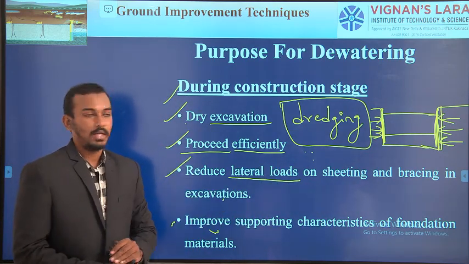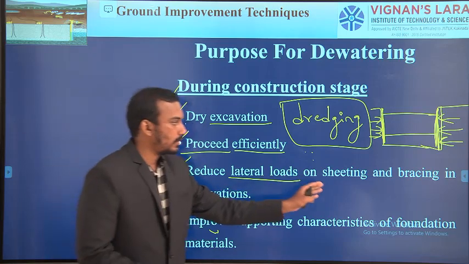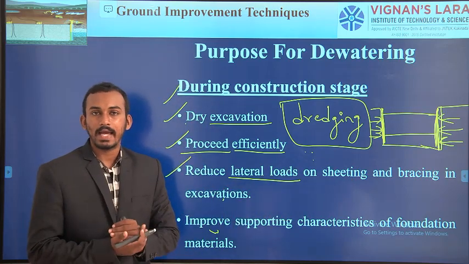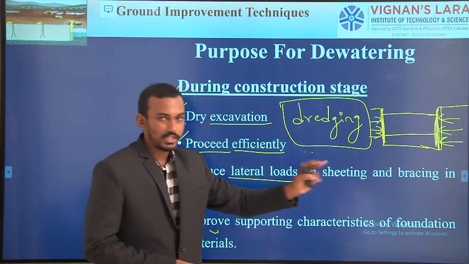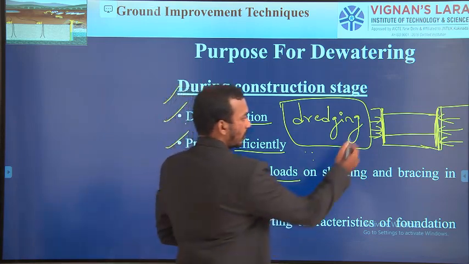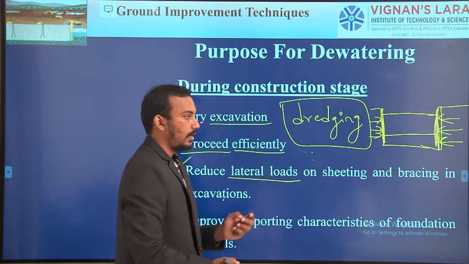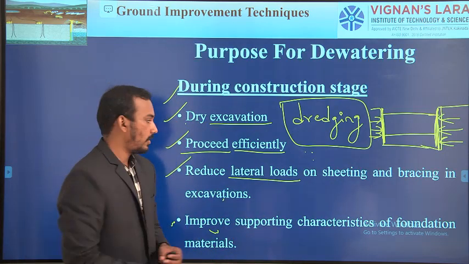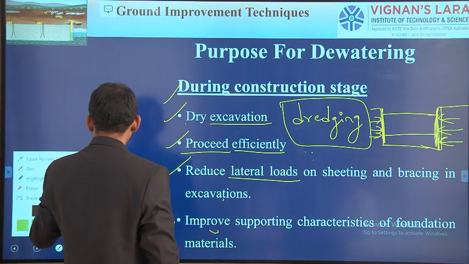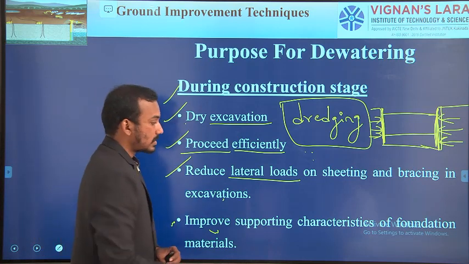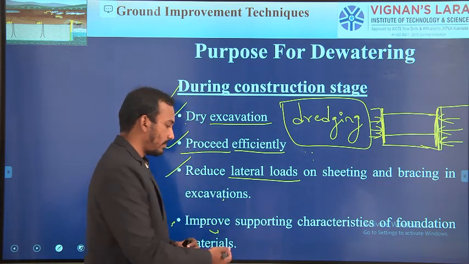We generally use sheeting and bracing when we need to carry out a larger depth of excavation work. So what is the purpose of using sheets and bracing? To prevent the fall down of soil into the excavation pit. The next one is to improve the supporting characteristics of foundation materials.